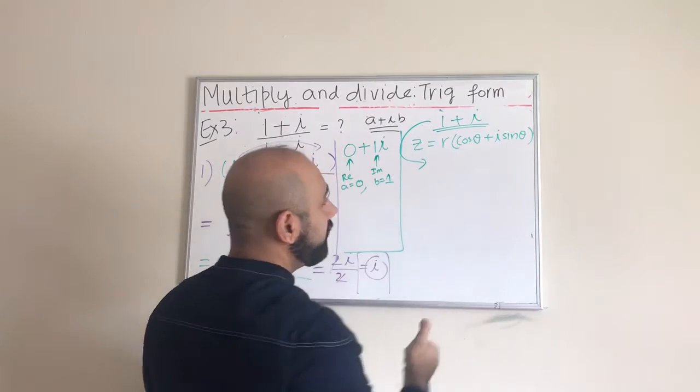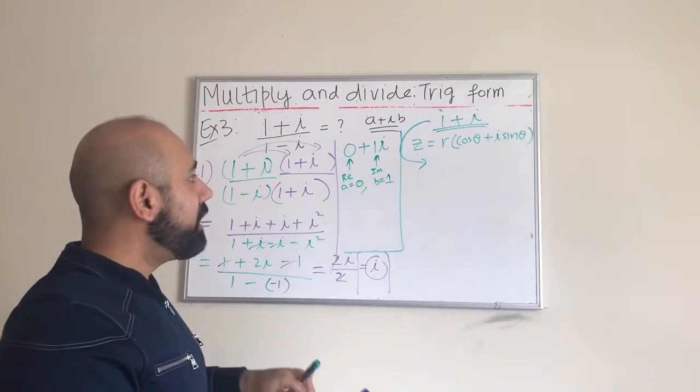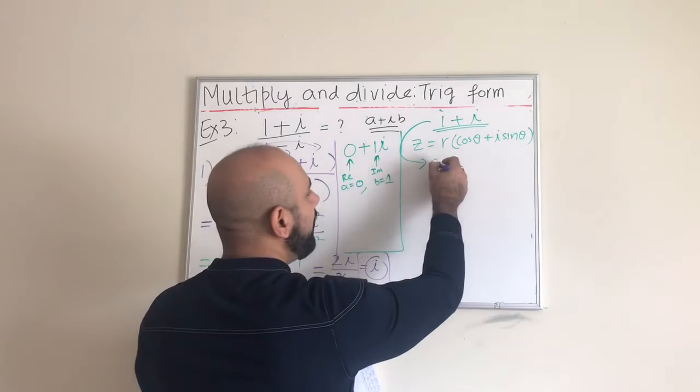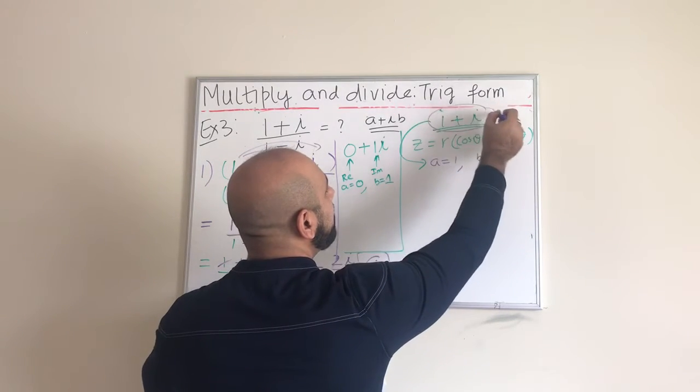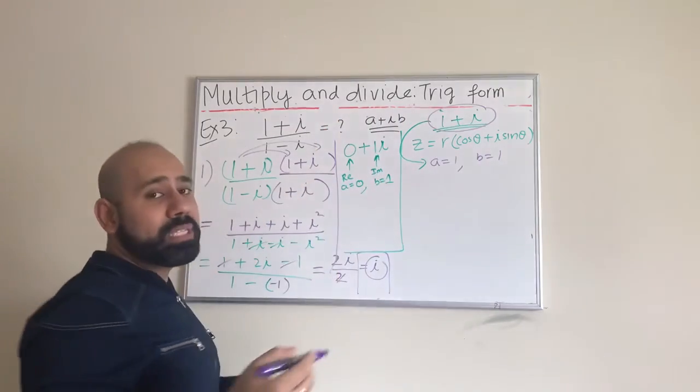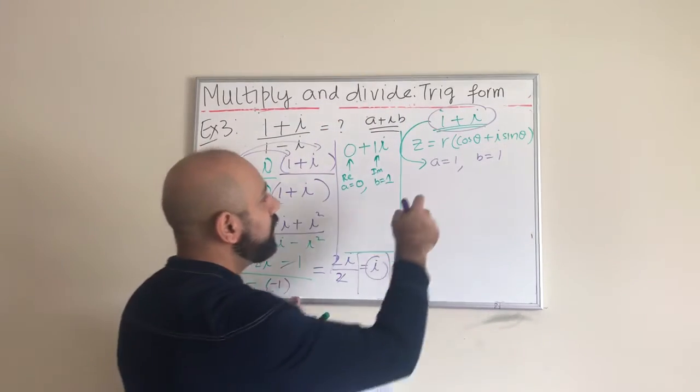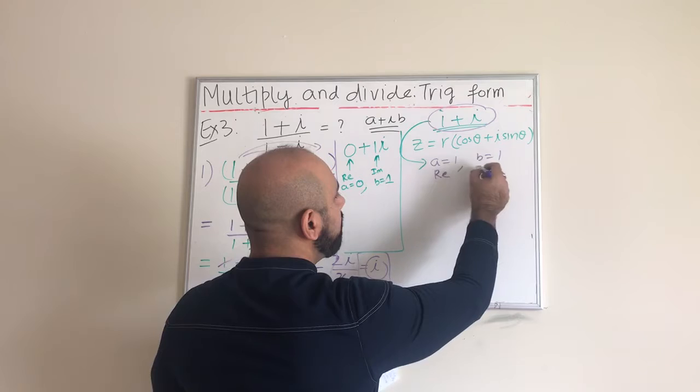What is the real part? The real part is just 1, and the imaginary part here is also 1. So A is 1 and B is also 1. We're only first working with the numerator, and then, guys, we also have to do the same thing with the denominator. So real part is 1, imaginary part is also 1.